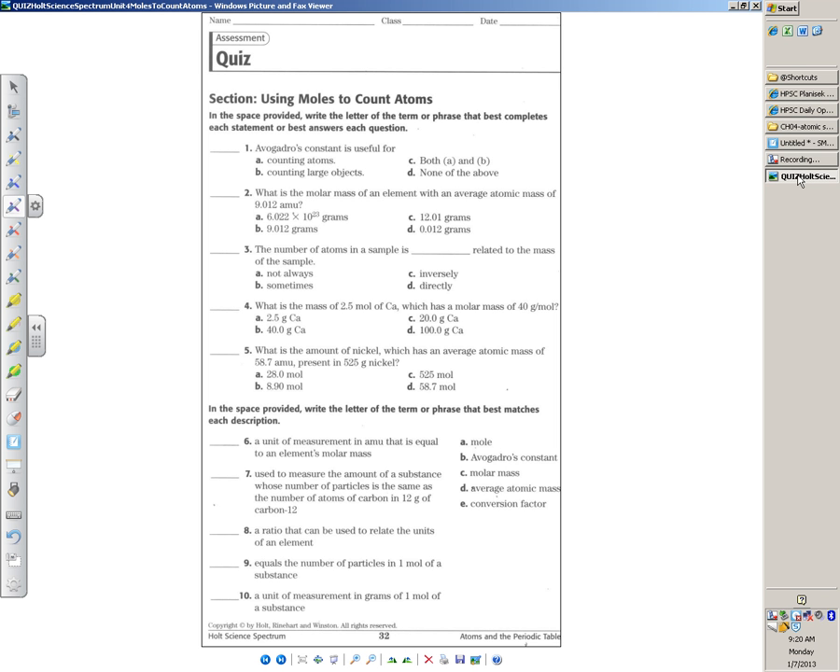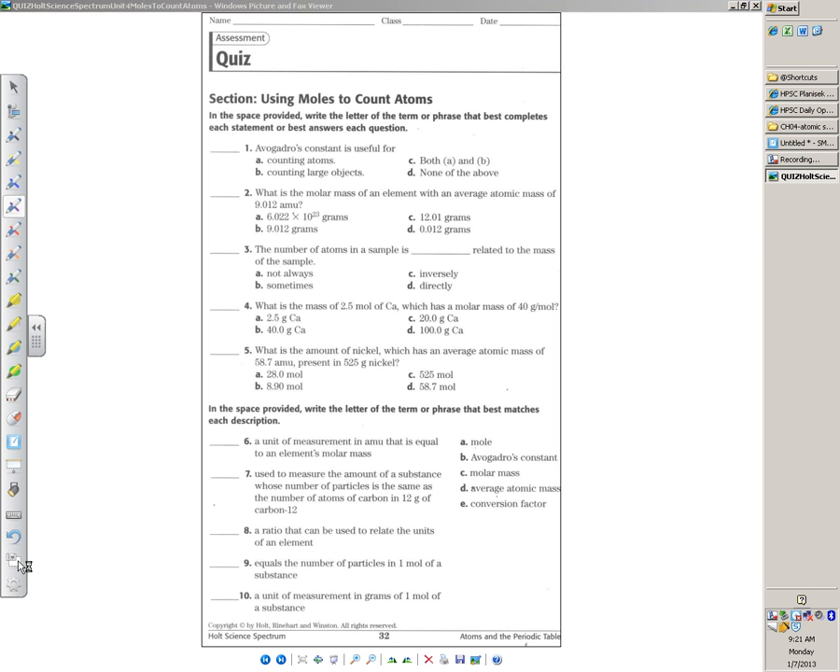Okay. So, number 4. Let's jump down to number 4. What is the mass of 2.5 moles of calcium, which has a molar mass of 40 grams per mole? Okay? I probably wouldn't give you the fact that it has a molar mass of 40 grams per mole. I would say, what is the mass of 2.5 moles of calcium? So, now we start bringing some things together. Okay?